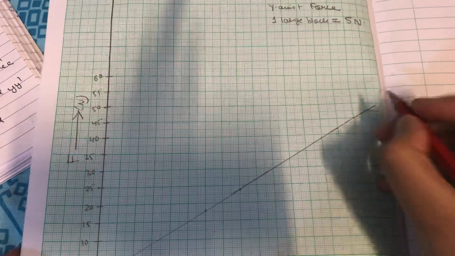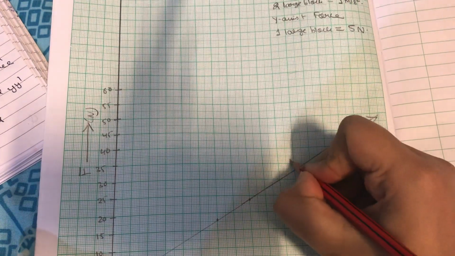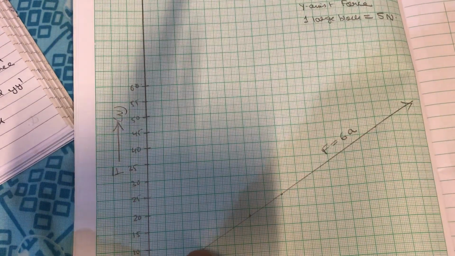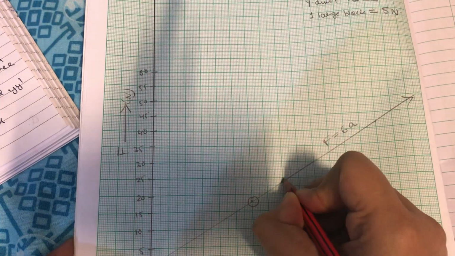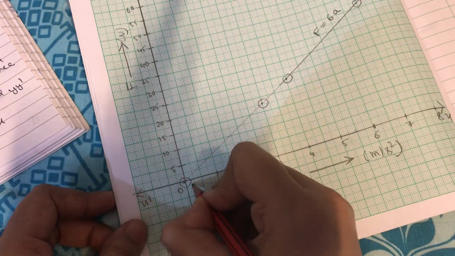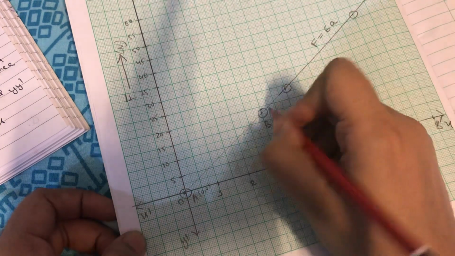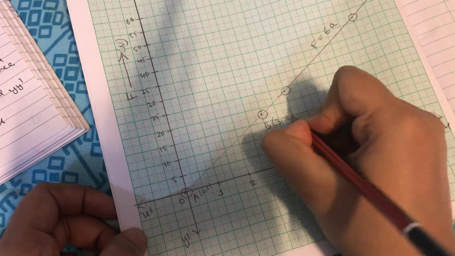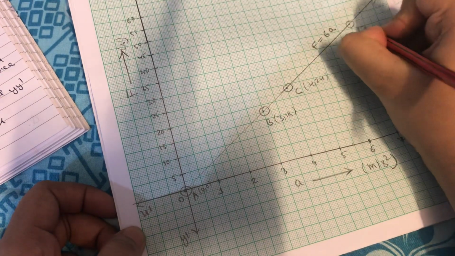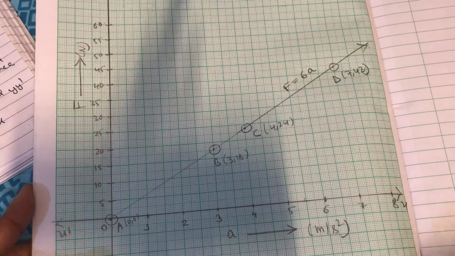After joining the points, this will move like this. This is my F equals 6a equation. I'll circle all my points, and after circling I'll write the coordinates: A is (0, 0), B is (3, 18), C is (4, 24), and D is (7, 42). So this is how I'll write all the coordinates, right?